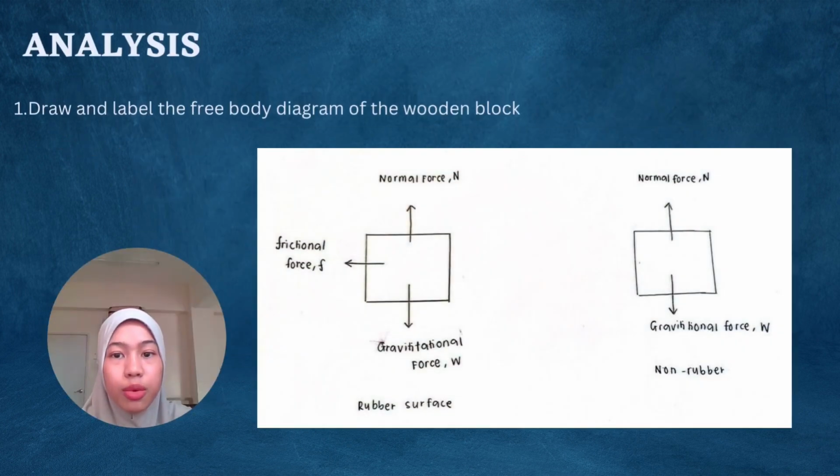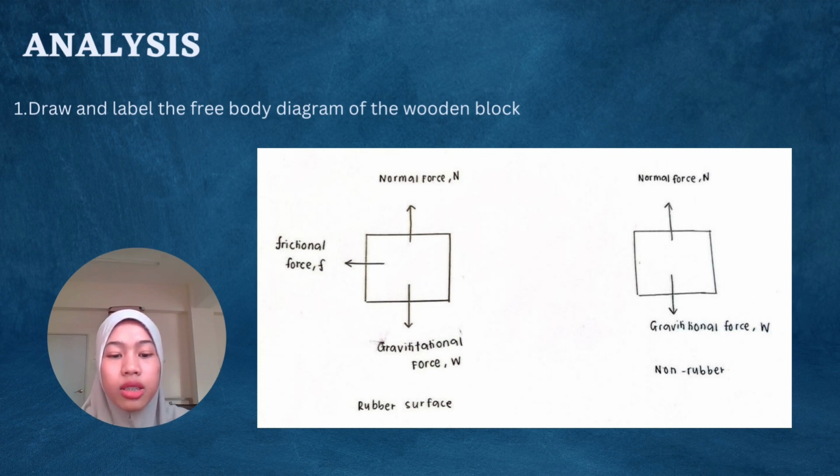So here is the free body diagram of the wooden block. The force of friction will be greater than on a non-rubber surface due to the high coefficient of friction of rubber. The free body diagram will show arrows pointing downwards for gravitational force, upward for the normal force, and parallel to the surface for the frictional force.